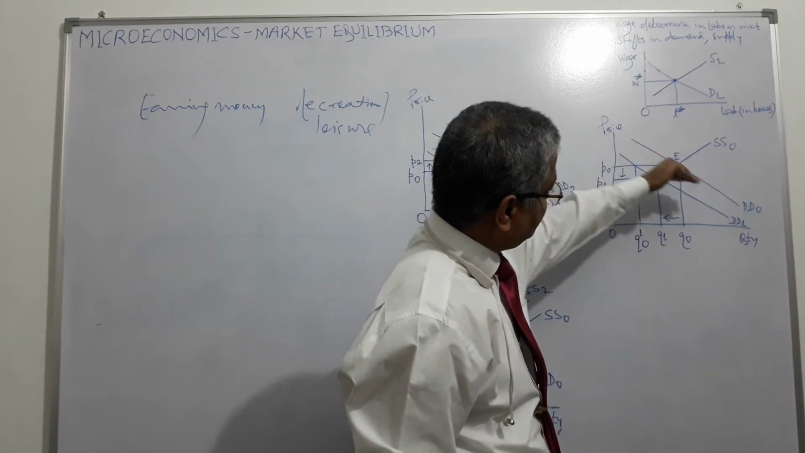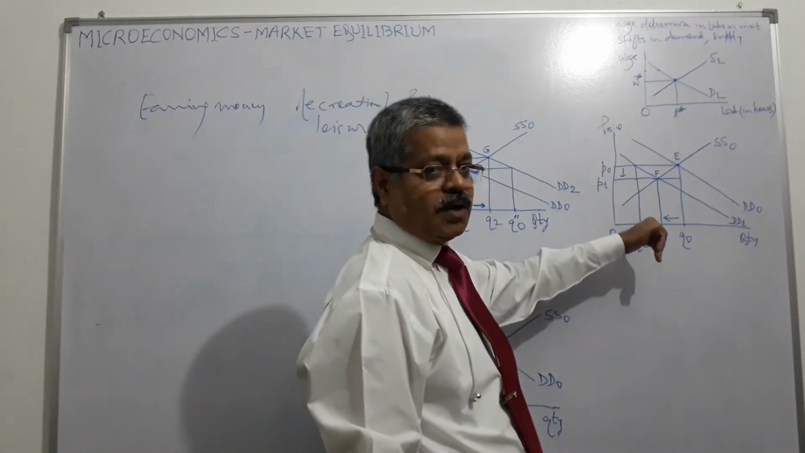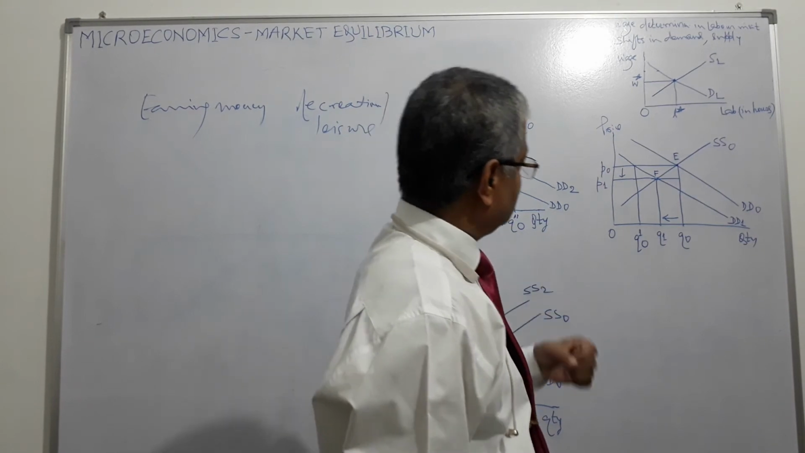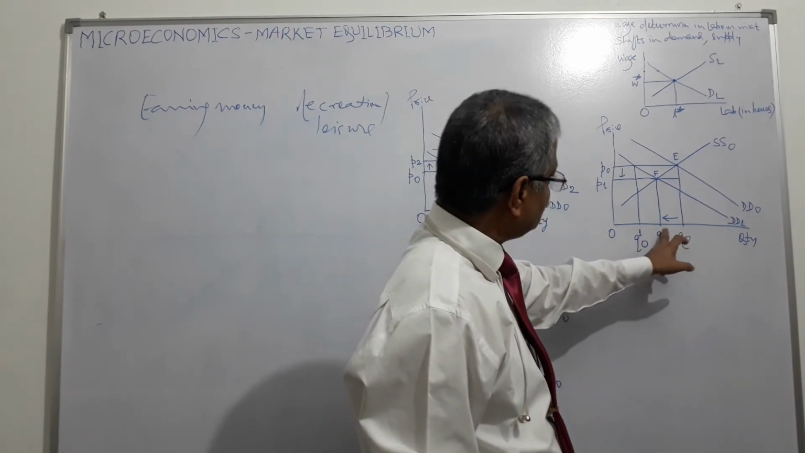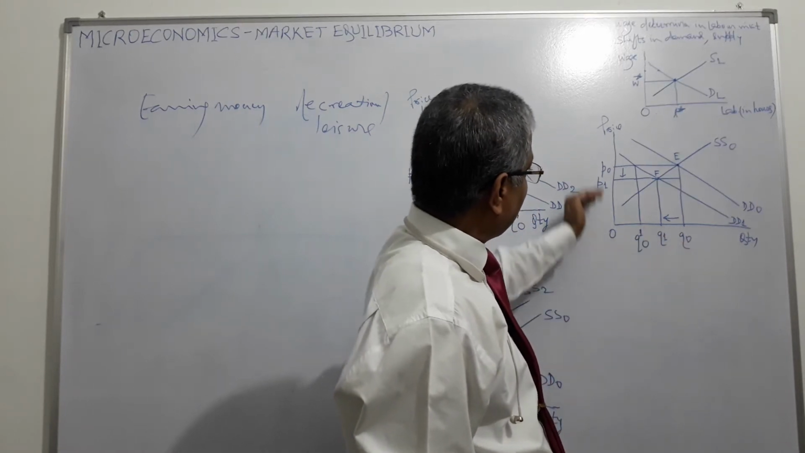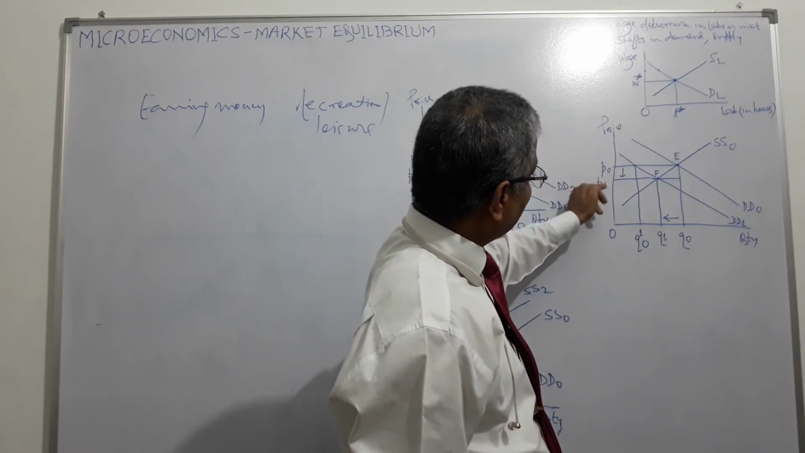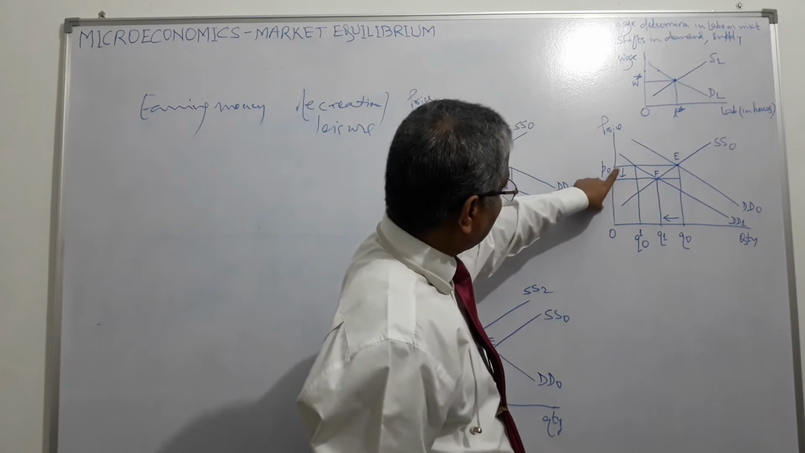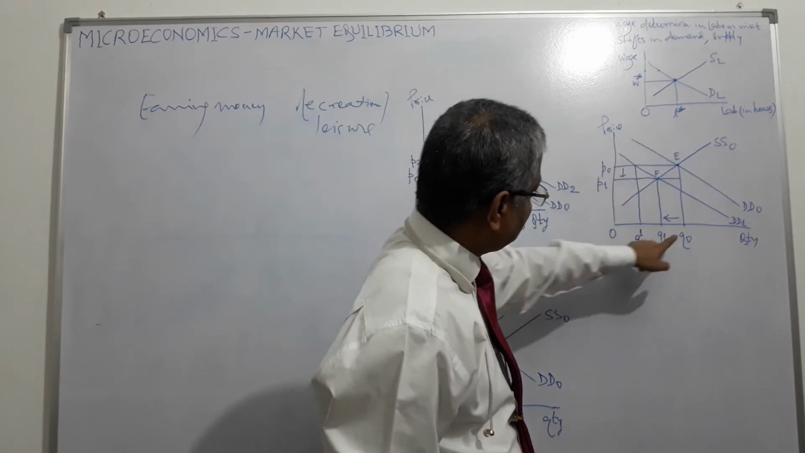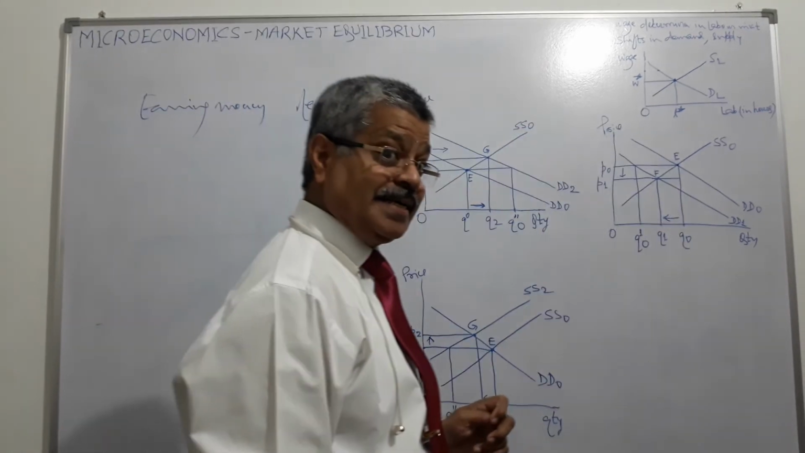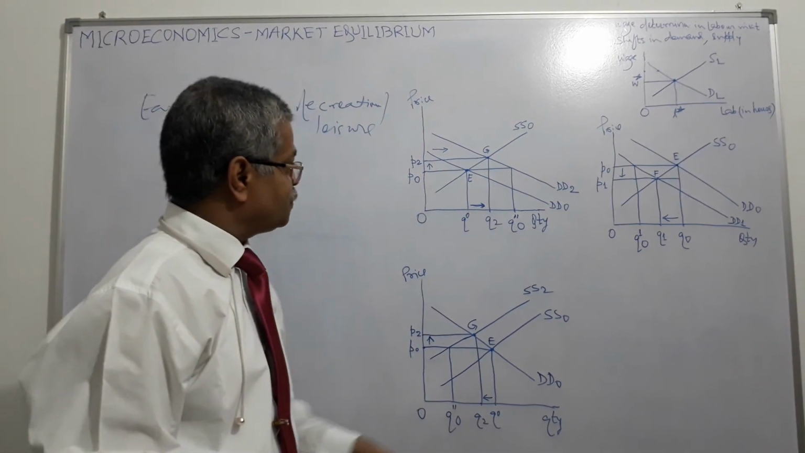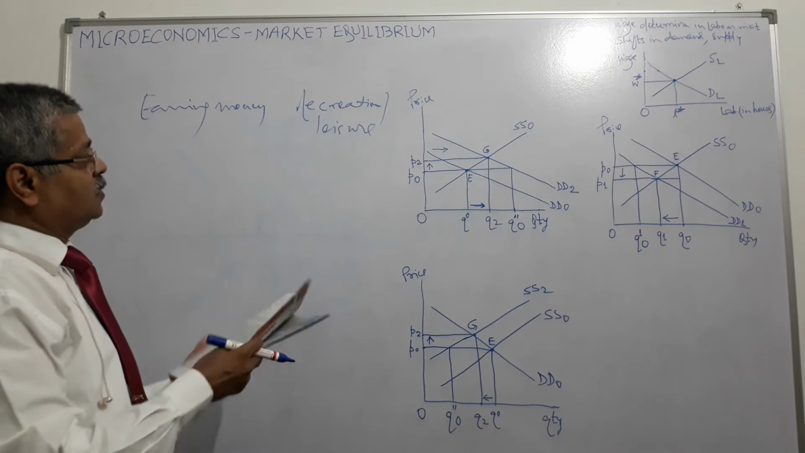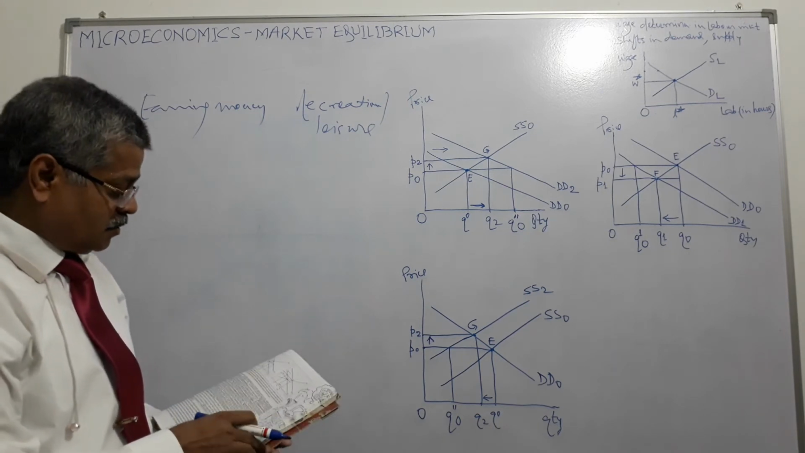Earlier, our price was P0 and quantity was Q0. When the demand curve has shifted leftward, quantity has been reduced from Q0 to Q1, and price has been reduced from P0 to P1. So there is a decrease in price and a decrease in quantity, right? So this is the shift of demand, right?